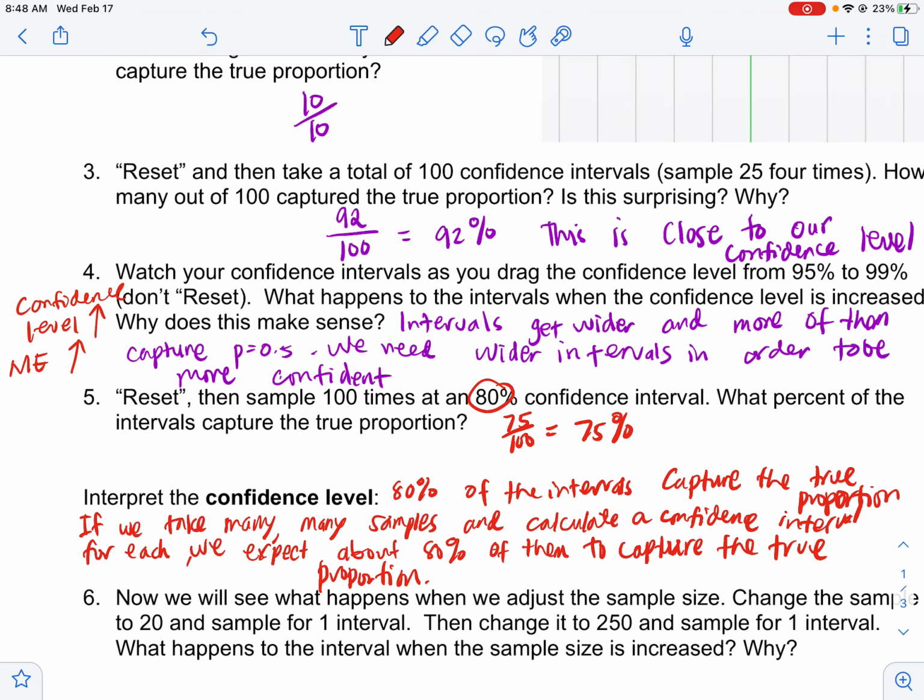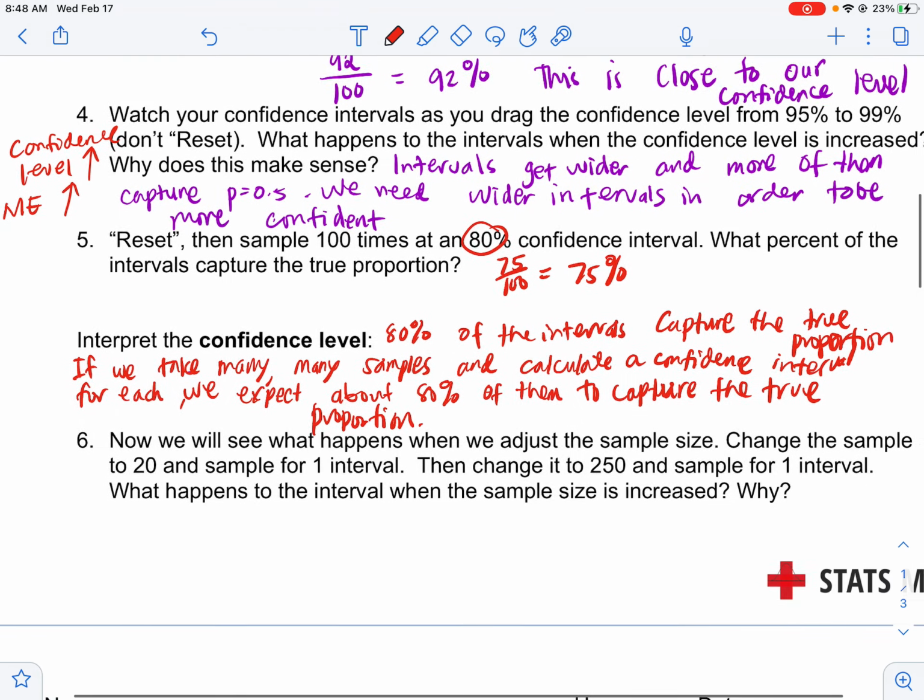Okay, there you go. So the red is how you will interpret confidence level. And of course, the confidence level changes. So if that was a 90%, I would say if you take many samples and calculate a confidence interval for each, we expect about 90% of them, 95% of them, 98% of them to capture the true proportion. Okay?